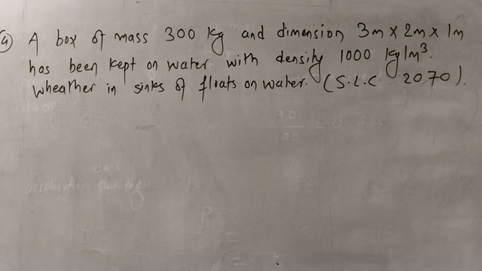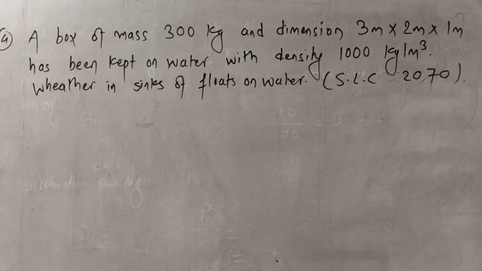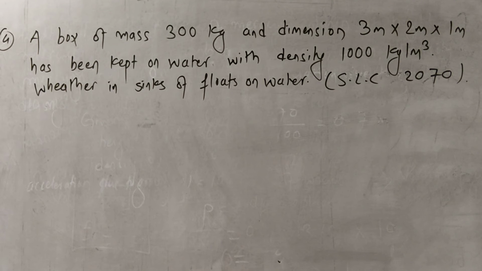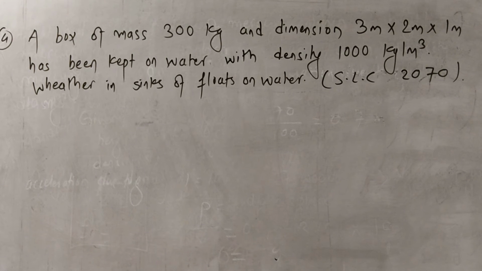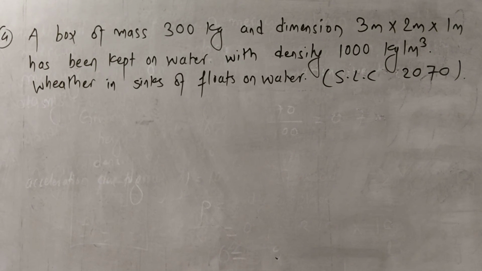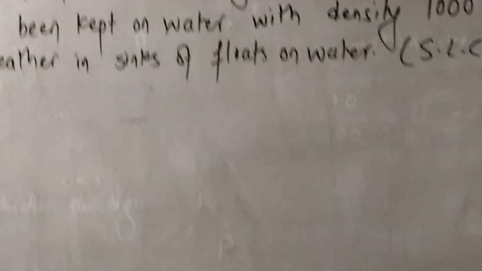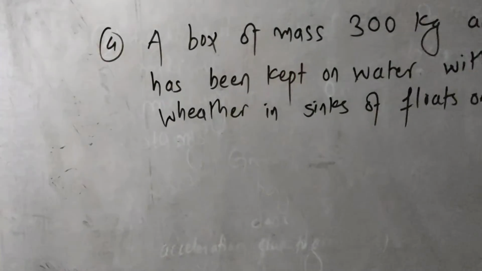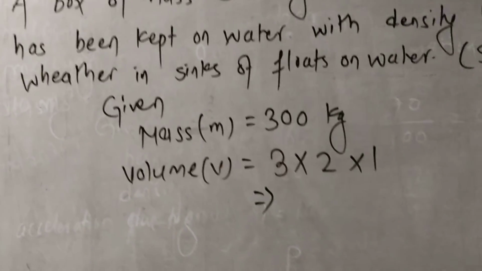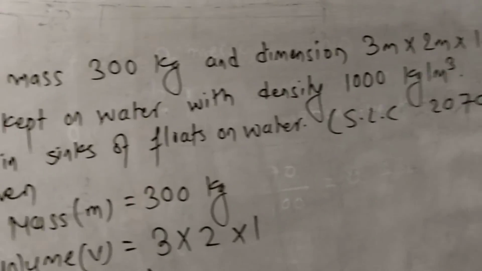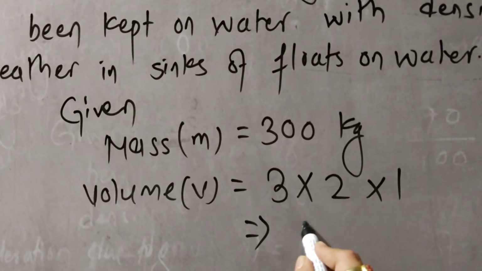Now for doing that, what should we do? We need to know the density. The mass is given, 300 kg. Where can we get the density from? The dimension is given. Dimension is length into breadth into height. That is the formula of volume. Now we will calculate volume, then after we will find out density. Okay, now let's try it. What is given first? Mass is given, that is 300 kg. Volume is simply the product of dimension, 3 meter into 2 meter into 1 meter. That is 6 meter cube.